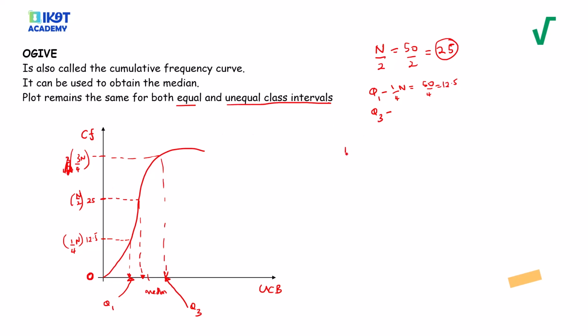So you can find the interquartile range by taking Q3 minus Q1, and get the semi-interquartile range by Q3 minus Q1 divided by 2. So we have found the interquartile range.